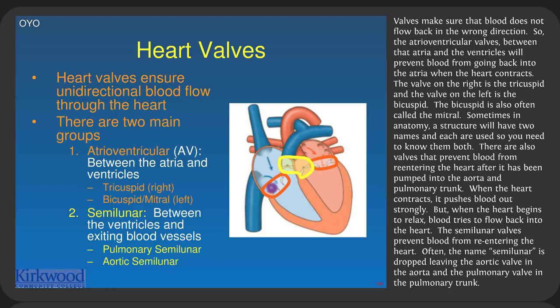The valve on the right is the tricuspid, and the valve on the left is the bicuspid. I remember this often by saying, try to get the answer right. Try is on the right. Or some people say, try before you buy, as in you try out a car before you buy a car. So the try comes before the buy. Sometimes in anatomy, a structure will have two names and each is used, so you need to know them both. Even for more detail, often one name is older, like the mitral is the older term for the bicuspid. Usually if you're talking about the anatomy of the heart, you use the term bicuspid.